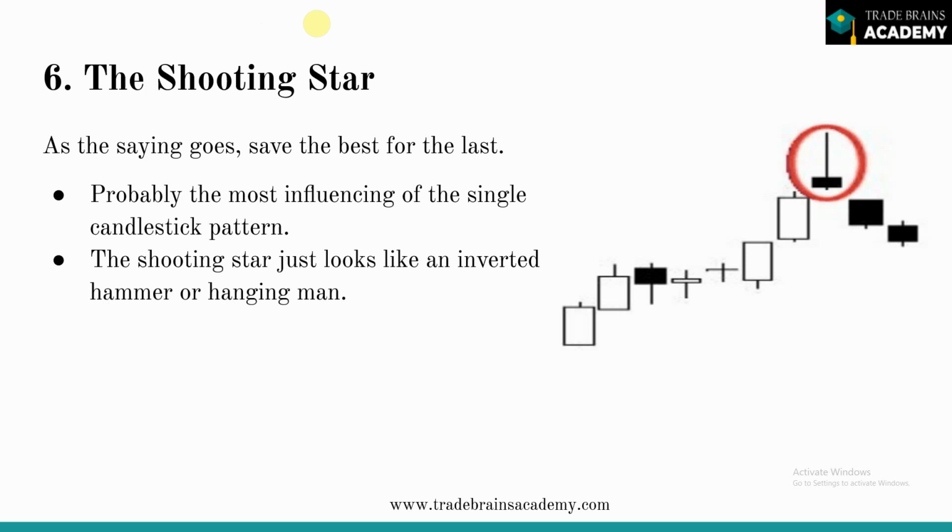The shooting star just looks like an inverted hammer. If you remember, the hammer pattern had a body on the top of the candle and the wick at the bottom of the candle. Similarly, in the shooting star pattern, the wick or the shadow is on the top of the candle and the body is at the bottom. It generally means that the sellers are having a higher sale on that particular day and they are trying to exhaust the bullish momentum in the market. It gives a very strong trend reversal, that is, the market is expected to reverse from its bullish strength.